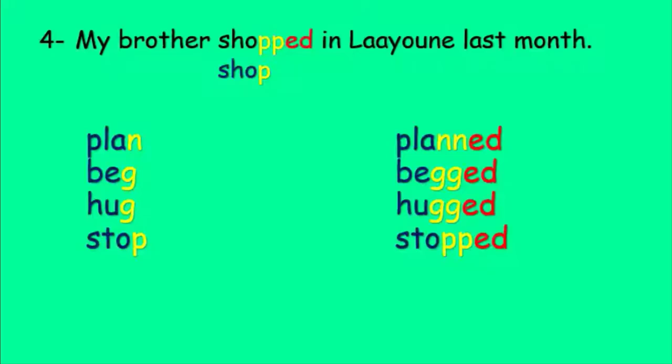Let's look at the other examples. Plan. P-L-A-N. Beg. B-E-G. Hug. H-U-G. Stop. S-T-O-P. So when there are two vowels, you don't double the consonant. But when there is only one vowel, you have to double the consonant. So plan becomes planned with double N. Beg becomes begged with double G. Hug becomes hugged with double G. And stop becomes stopped with double P.